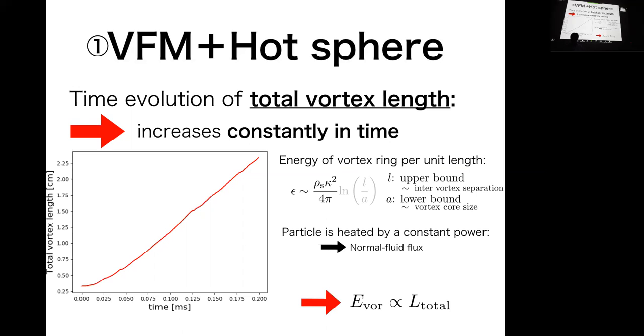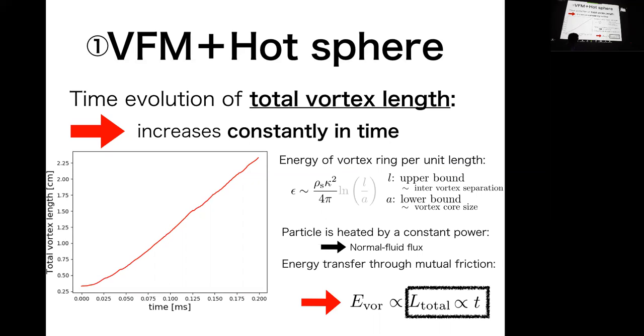And because the particle is heated with a constant power, that energy is carried away by a normal fluid flux, and a portion of that energy is transferred through mutual friction to the vortex tangle. So this kind of linear behavior can be explained.